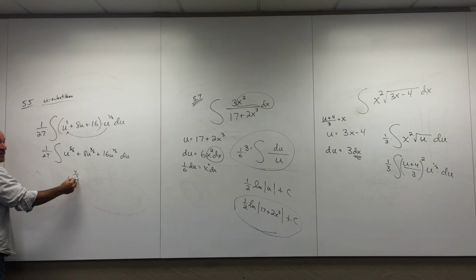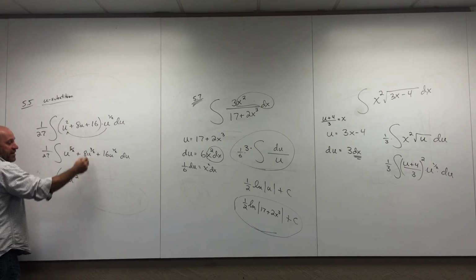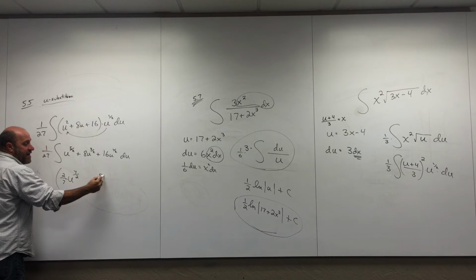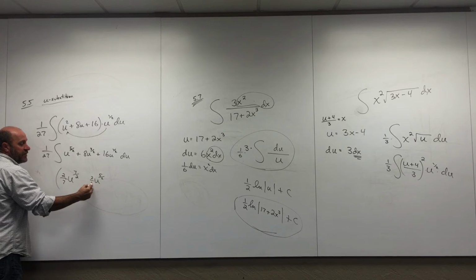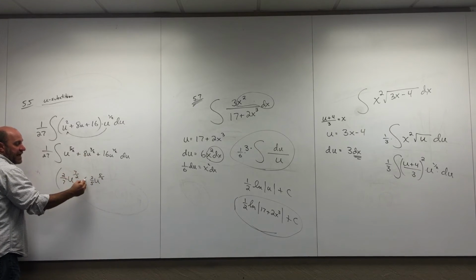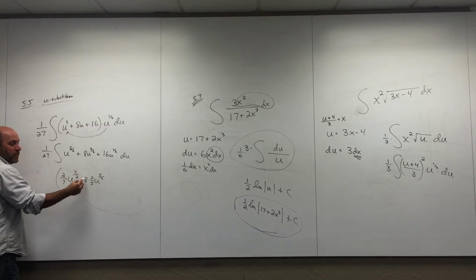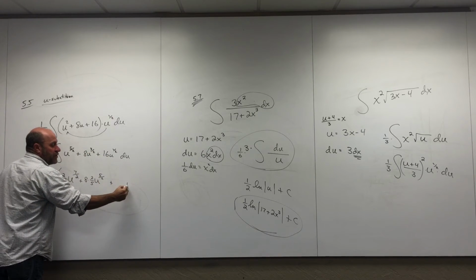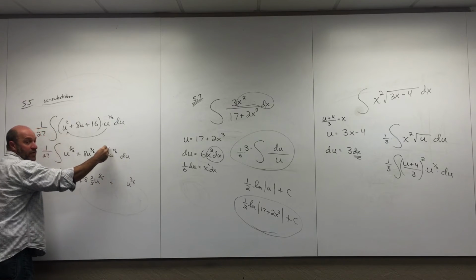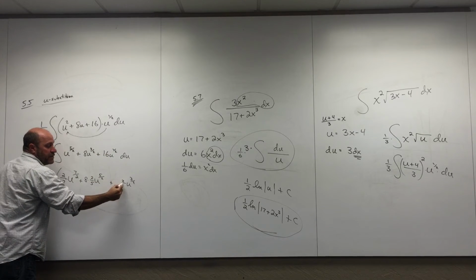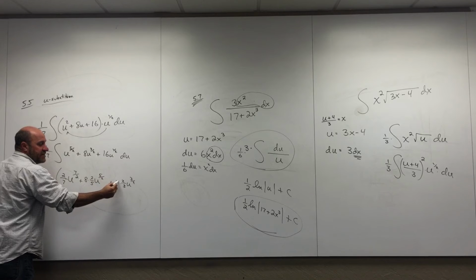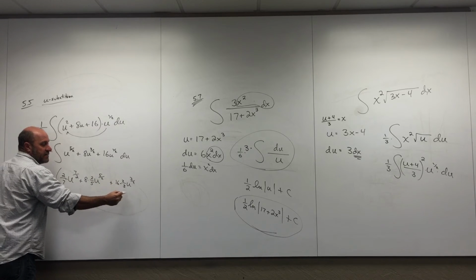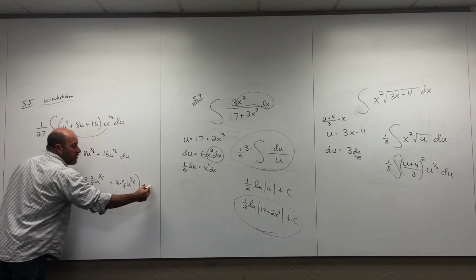U to the 7/2. Multiply by 2/7. Add 1 to that. U to the 5/2. Multiply by 2/5. Don't forget there's an 8 right there. Multiplied 8. Add 1 to this. U to the 3/2. When you add 1, u to the 3/2 times 2/3. Don't forget there's a 16 right there. Multiplied 16. We're done. Plus C.